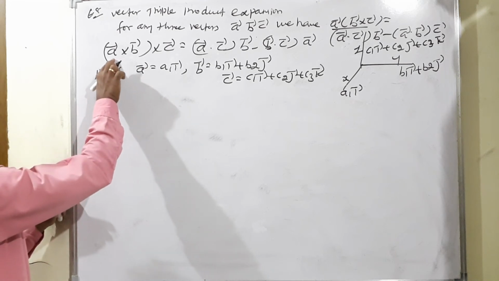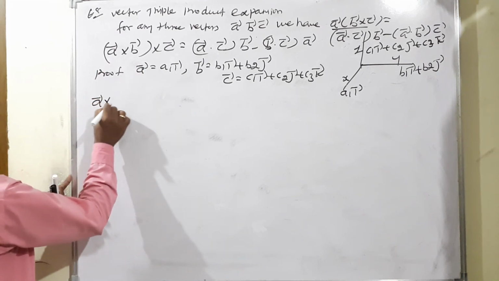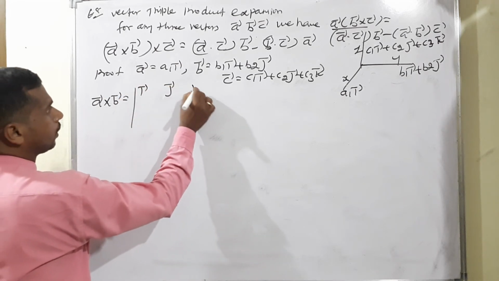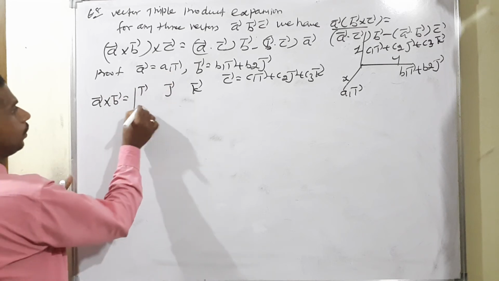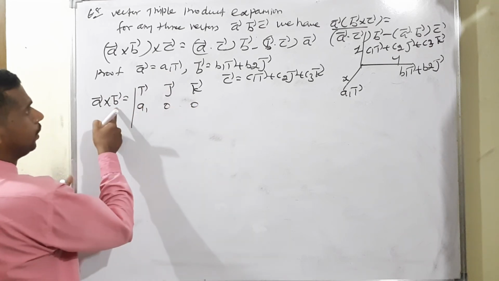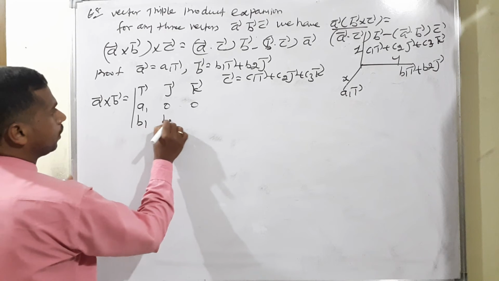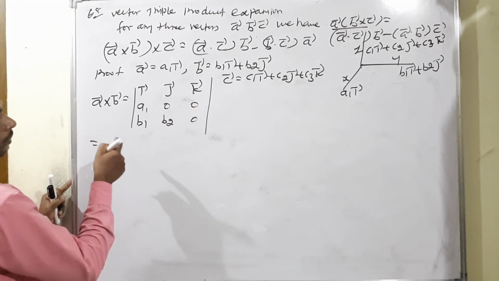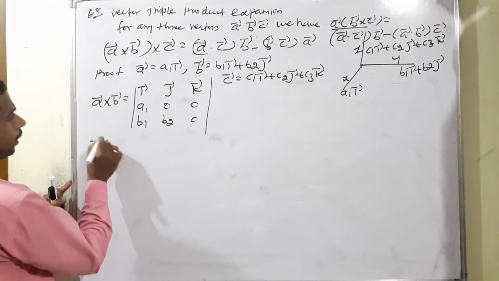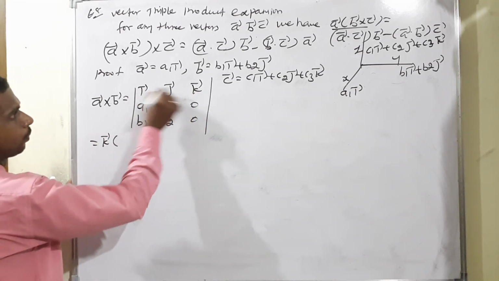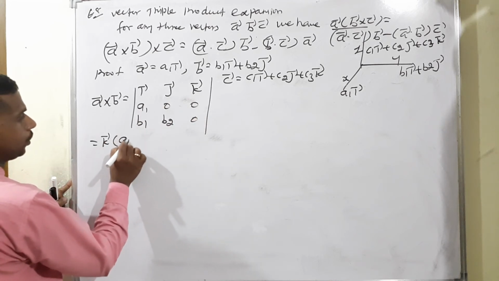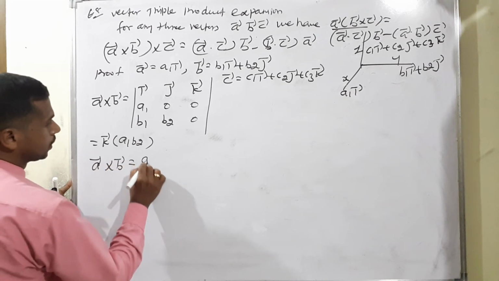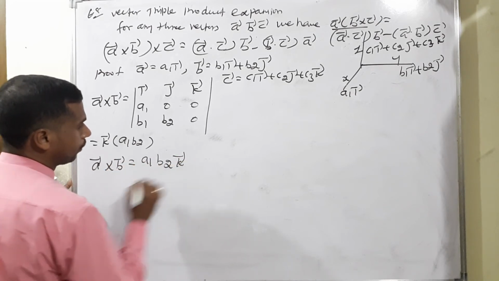First, the left hand side, A vector cross B vector. So A vector cross B vector in determinant form: I vector, j vector, k vector. A vector is only A1, 0, 0. B vector means B1, B2, 0. Simplify now. Only the k term is remaining. Therefore, we can write k vector into, if you skip the row and column of k, only A1 into B2. Therefore, A vector cross B vector is equal to A1 B2 k vector.